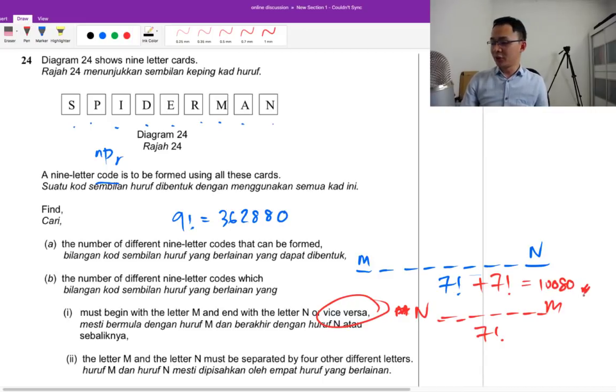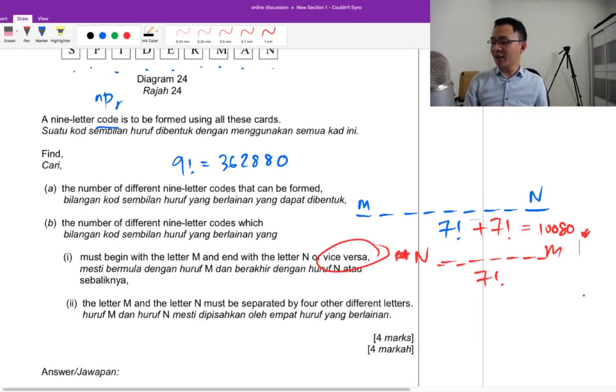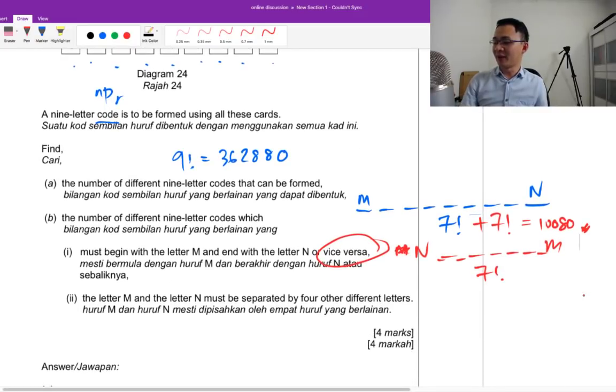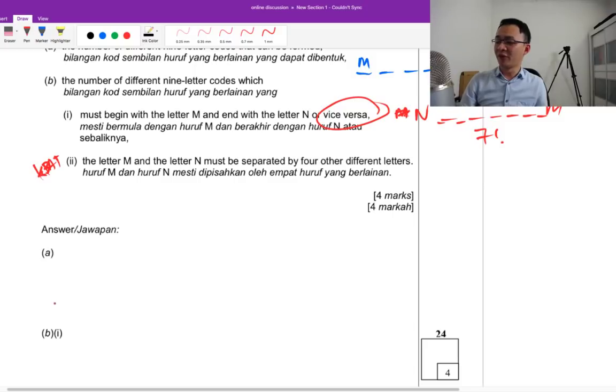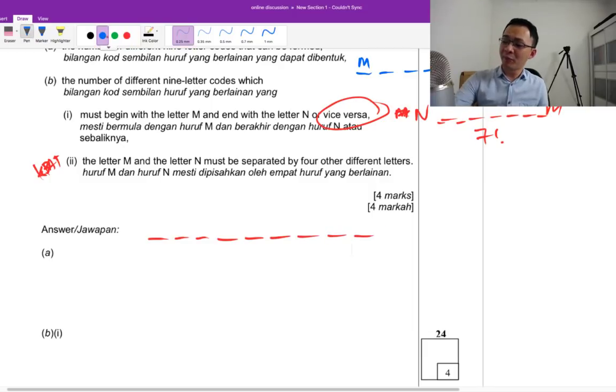Okay, so the second part, the letters M and N must be separated by 4 different letters. I would say this is quite hard, but if you can understand, it is actually not that hard. So they say M and N must be separated by 4 letters. So I have 9 letters here, 1, 2, 3, 4, 5, 6, 7, 8, 9. If I put my M here, it must be separated by 4 letters, right? 1, 2, 3, 4. So my N will be here.